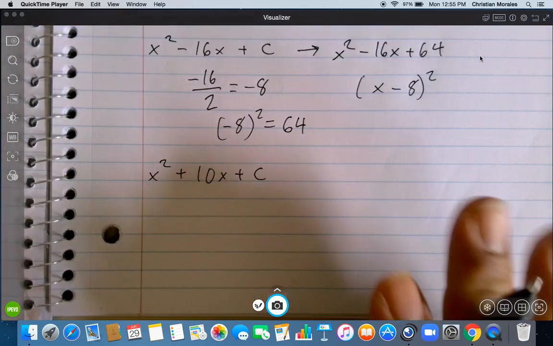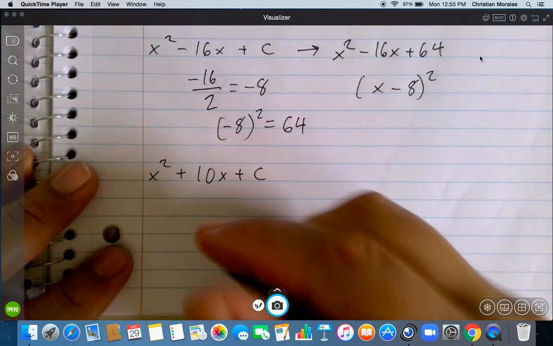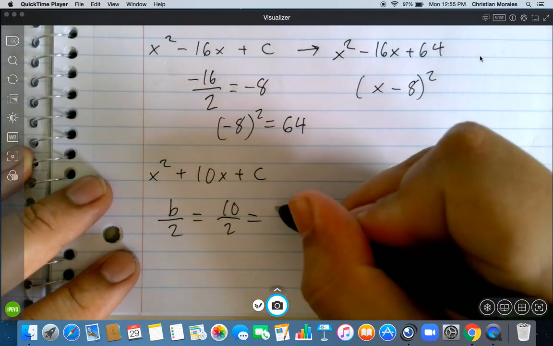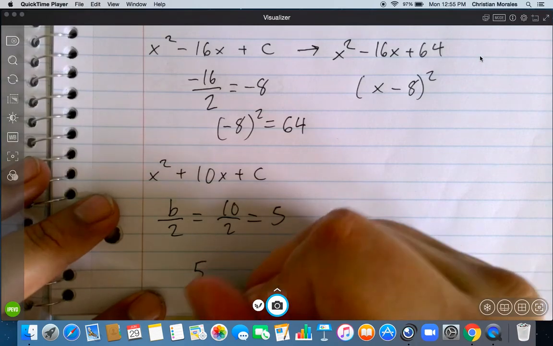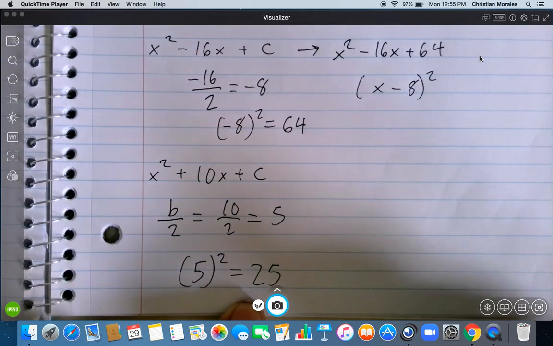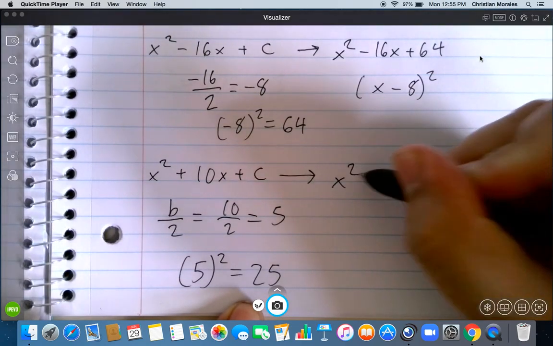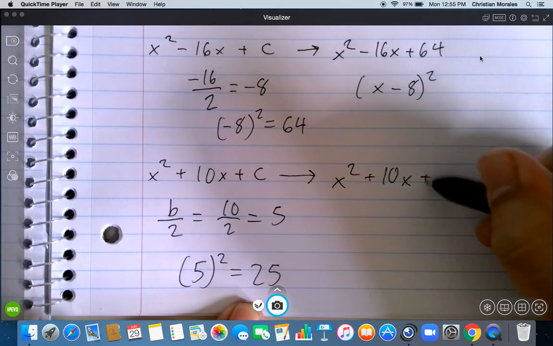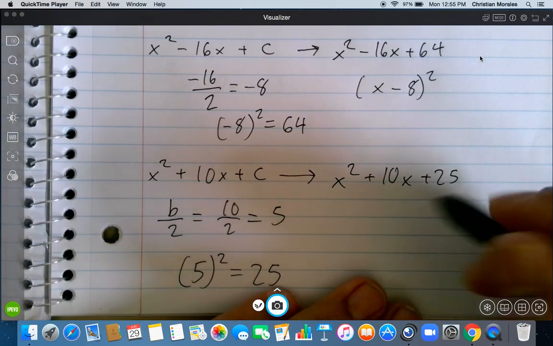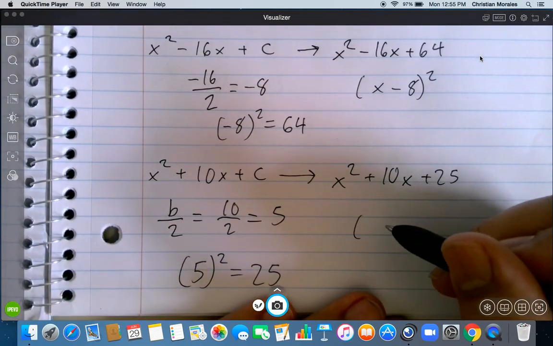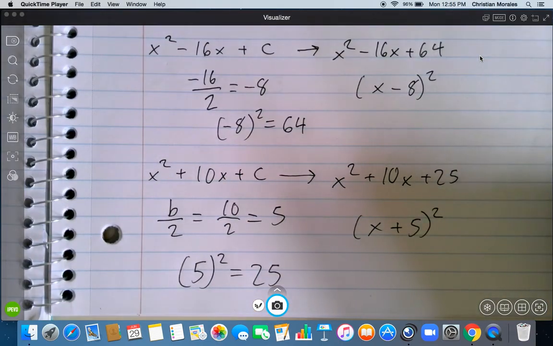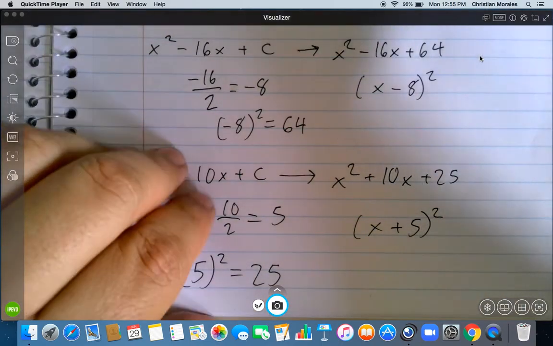Okay, so that's how you do it without the drawing. Take the middle term, take the b, split it in half. That gives you 5. Take that number and square it. That is your c. So this would be x squared plus 10x plus 25. That's the perfect square. Then when you write it in your factored form, it would be x plus 5 squared. Okay, and that's basically it. That's how you find the value for c.